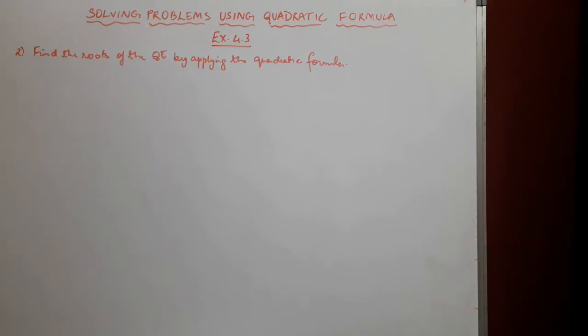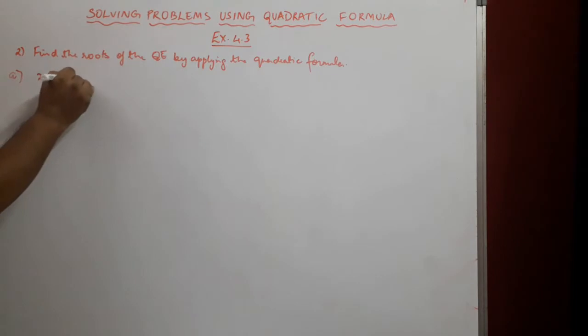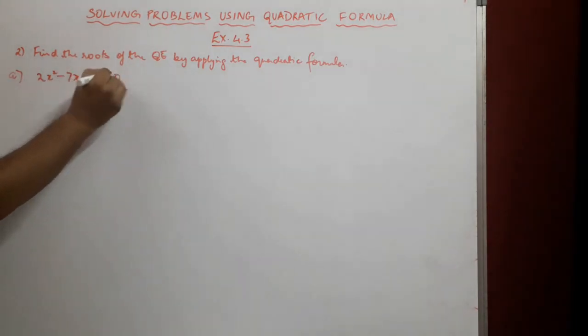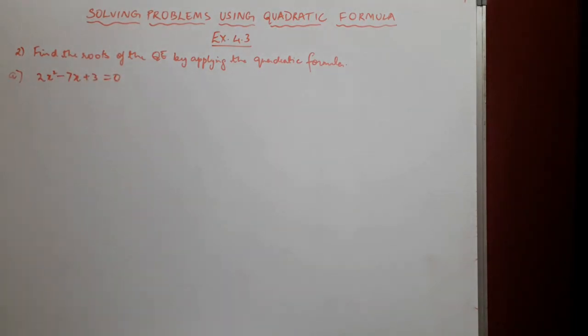Hello students, in this video we will be solving problems using the quadratic formula from exercise 4.3, the second question, which says find the roots of the quadratic equation by applying the quadratic formula. Let's look at the first problem under this. First problem says 2x square minus 7x plus 3 equal to 0.